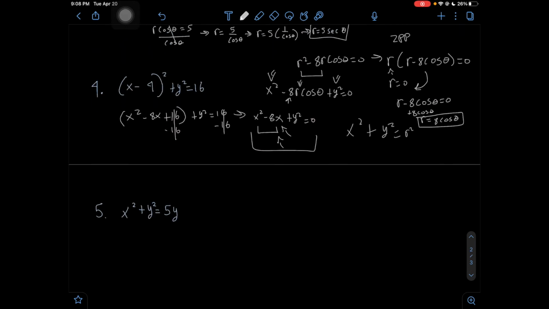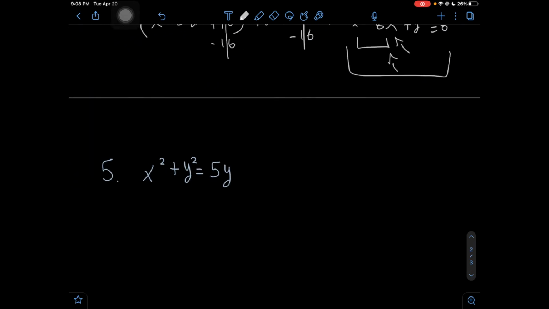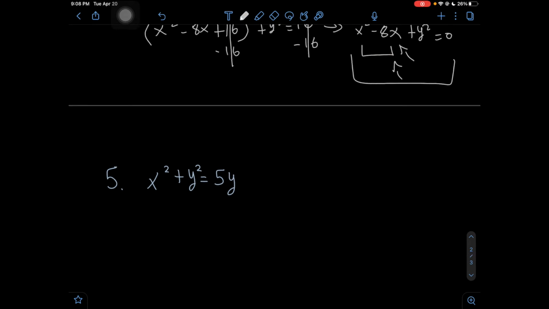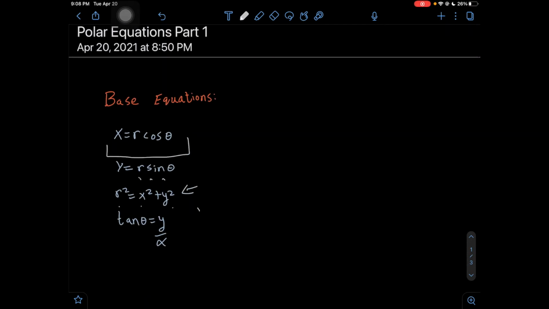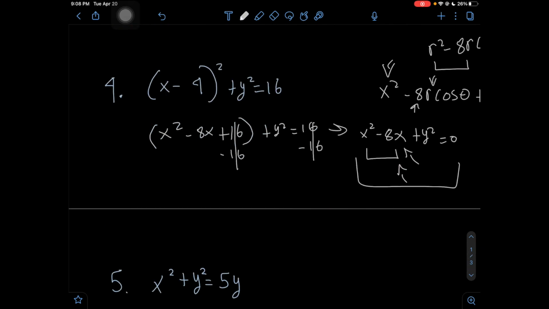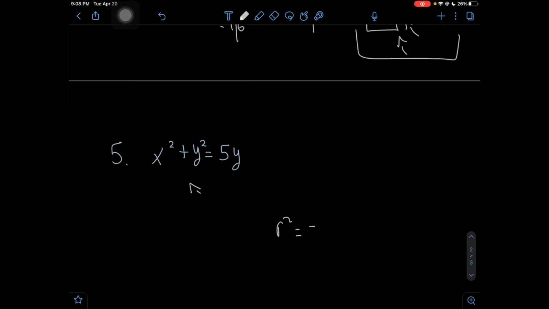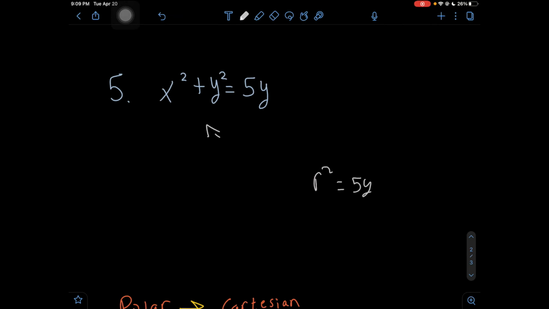Finally, let's go to number 5 for the Cartesian to polar problems. Well, 5 says we have x squared plus y squared equals 5y. Well, we know that x squared plus y squared equals r squared, as we can see in our basic equations. Okay, so we have r squared equals 5y. Well, now what we can do is set this equal to 0. We subtract 5y from both sides, so r squared minus 5y equals 0.